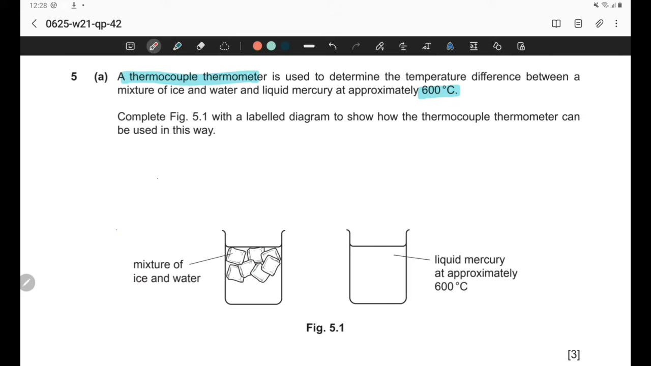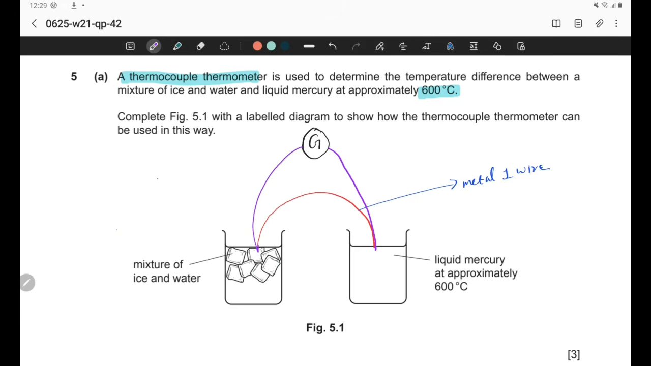So first of all, in a thermocouple thermometer there will be two different wires. So first we can connect one wire which should be connected to both containers and you can label it as metal 1 wire. Then we need to connect to a galvanometer or a voltmeter using a different metal wire, and that should be connected to one side to the galvanometer and another side to the other end of the metal 1 wire. So we can see a junction here.